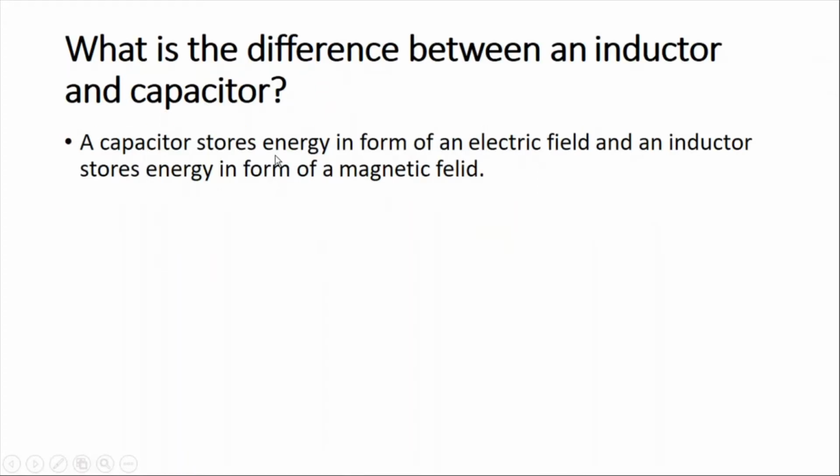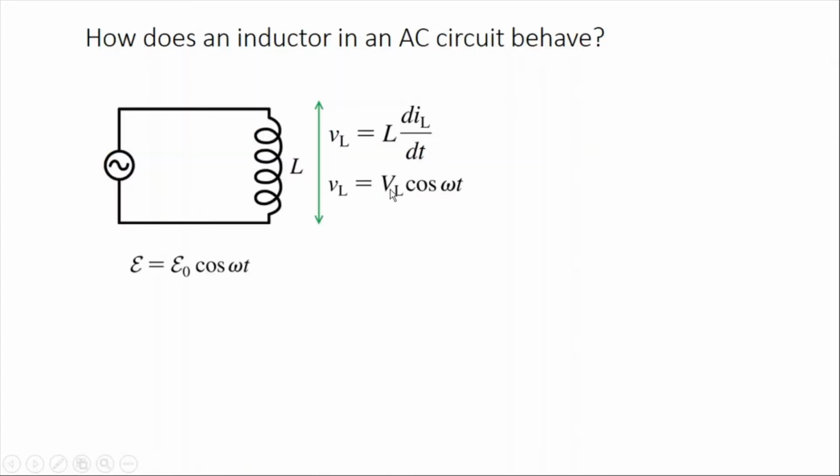So what is the difference between the inductor and capacitor? We know that capacitors store energy. Both inductors and capacitors store energy, but a capacitor stores energy in the form of an electric field, while an inductor stores energy in the form of a magnetic field.